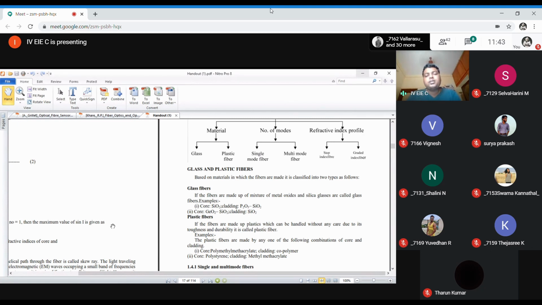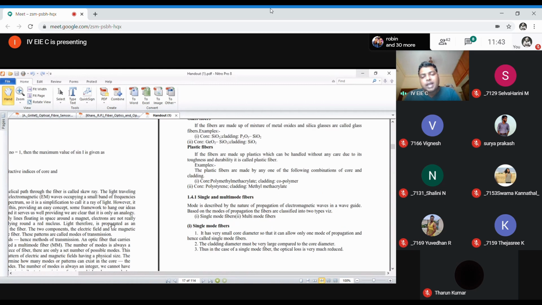Now coming to plastic fibers. In plastic fibers, we use polymethyl methacrylate and copolymers. So if the core is polymethyl methacrylate, the cladding will be a copolymer. If the core is polystyrene, then the cladding will be simply methyl methacrylate. It is not polymethyl, it is simply methyl methacrylate. Again the same condition prevails: we are going to achieve a different refractive index with respect to core and cladding. That is the idea behind it.